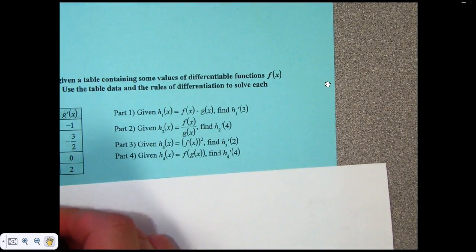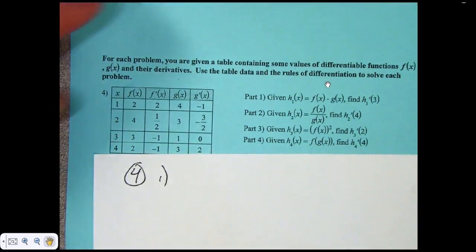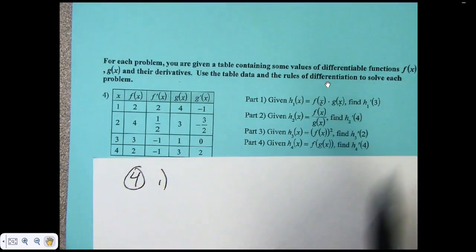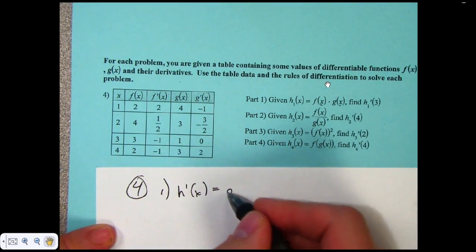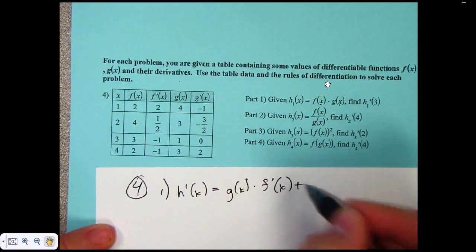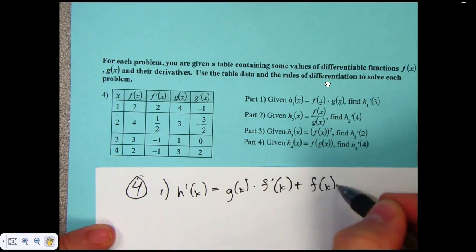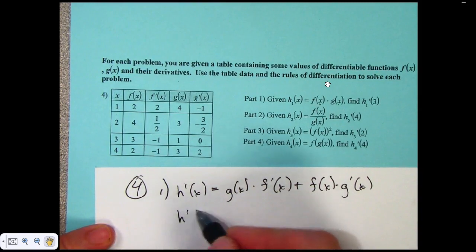Alright, number 4. So, number 4, part 1, is a product rule scenario. So that's a function of x times a function of x. So h prime would be the second thing times the derivative of the first thing plus the first thing times the derivative of the second thing, and then we got to plug 3 into all those.